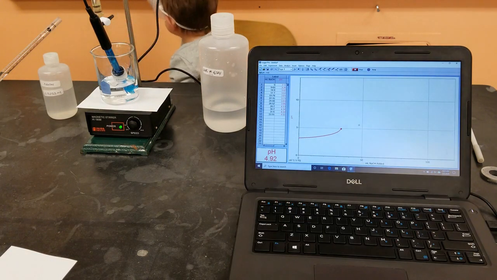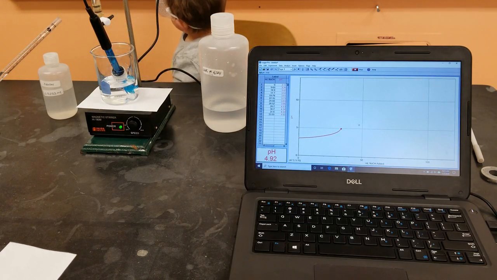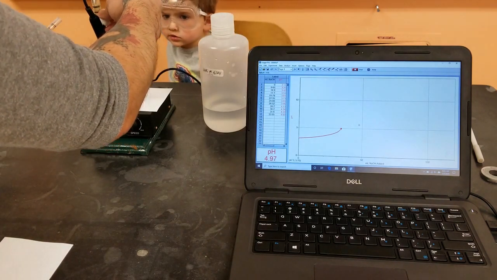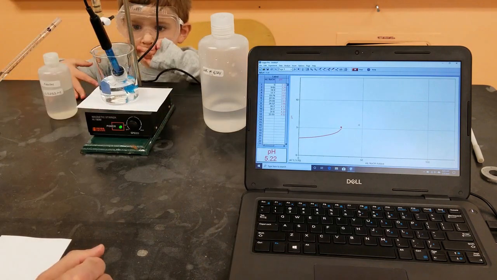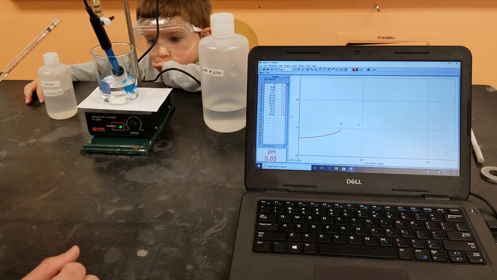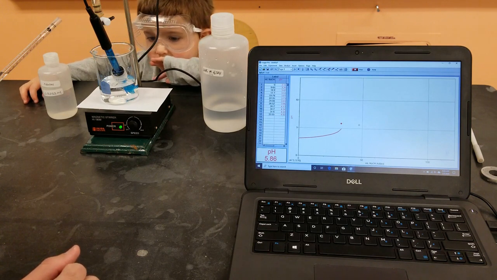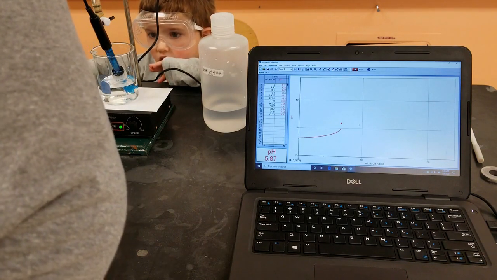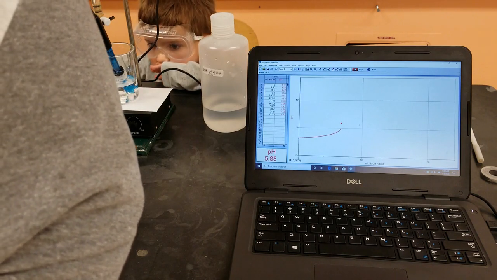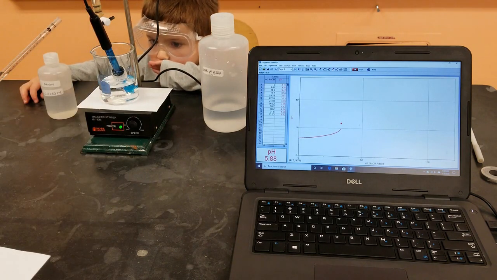The slope is increasing, so I have to be very careful to add base slowly at this point. Right, so we're now at a pH of 5.86 and a volume of sodium hydroxide added of 34.68 milliliters.